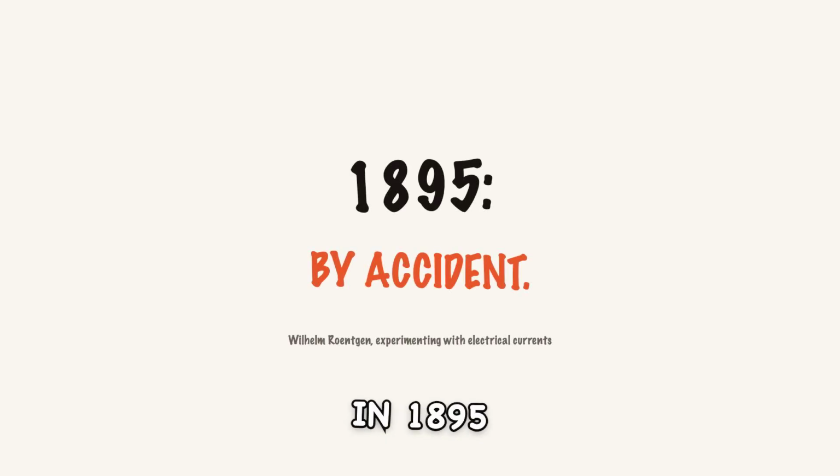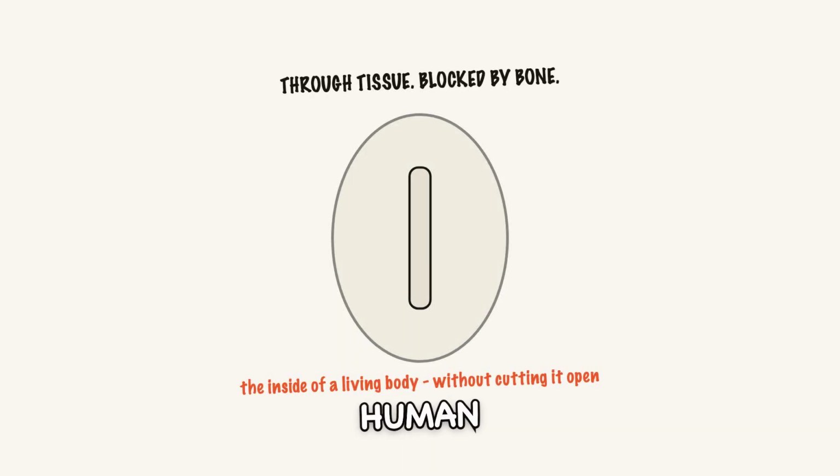In 1895, the German physicist Wilhelm Röntgen discovered X-rays almost entirely by accident, while experimenting with electrical currents passed through a sealed glass tube. He noticed the rays could pass straight through soft human tissue while being blocked by denser bone, producing, for the very first time in human history, an image of the inside of a living body without any need to cut it open at all.